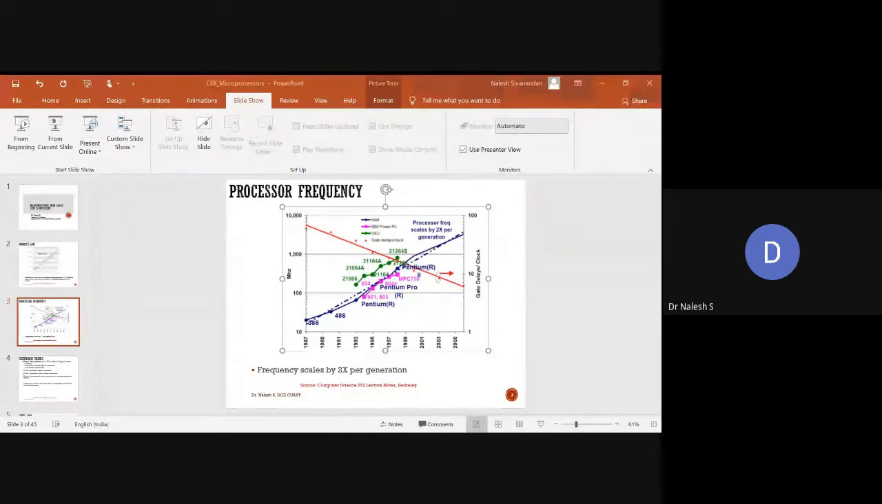Now the next, there were other processors in between, but once they came to the 8085, here the frequency was, so now I am in the, this is the sixth slide. So in the sixth slide, for the 8080, the processor frequency was 800 kilohertz.